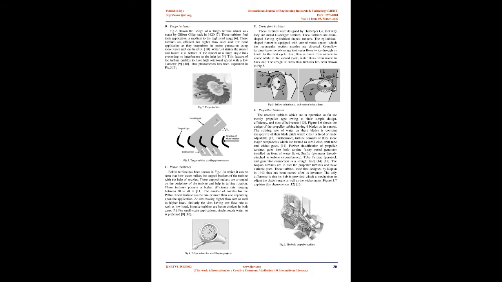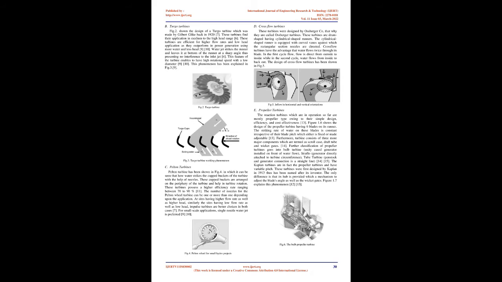The Pelton turbine has been shown in Fig. 4, in which it can be seen how water strikes the cupped buckets of the turbine with the help of nozzles. These cupped buckets are arranged on the periphery of the turbine and help in turbine rotation. These turbines possess a higher efficiency rate, ranging between 70 to 90%.